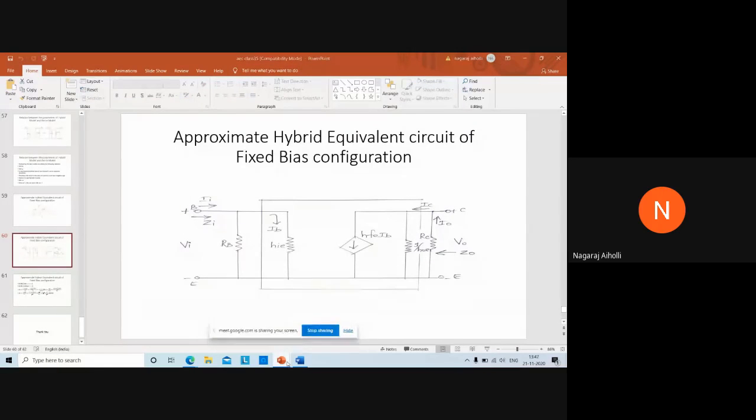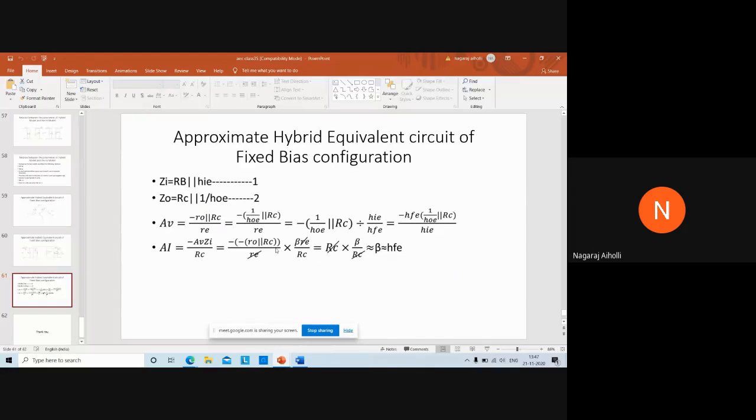Therefore, according to that, this equation changes: R0 parallel RC will be simply equal to the smaller value, that is RC, since R0 is larger than RC. That is RC into beta divided by RC. RC and RC will cancel, therefore only beta will remain. That is, AI current gain will be approximately equal to beta, that is nothing but HFE. That is how we have defined the equations in terms of the hybrid parameters, all the performance parameters, that is ZI, Z0, AV and AI.